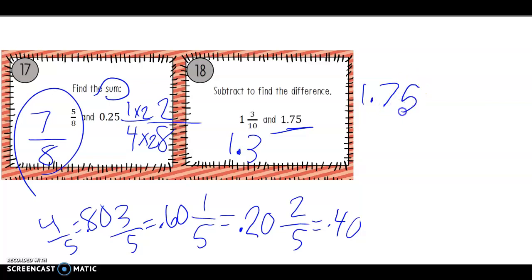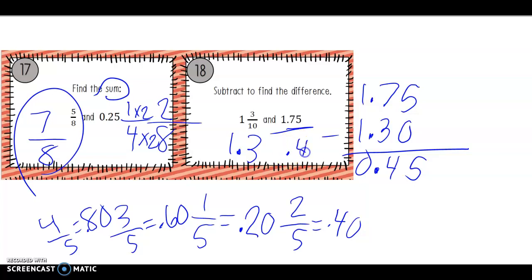So whenever I subtract decimals, I have to line my decimals up. So that'll be 1.30. I can add a 0 here because that's the same thing. And then I will subtract. 5 minus 0 is 5. 7 minus 3 is 4. And I'll bring my decimal down, and that will be a 0. And so my final answer there would be 45 hundredths. And if I wanted to write that as a fraction, it would be the same thing to write 45 over 100.